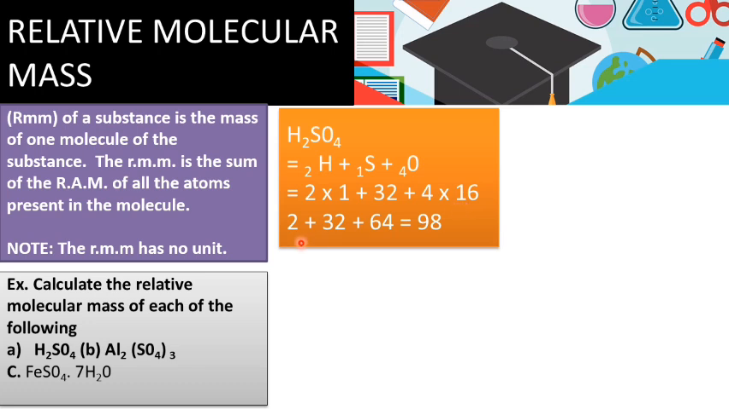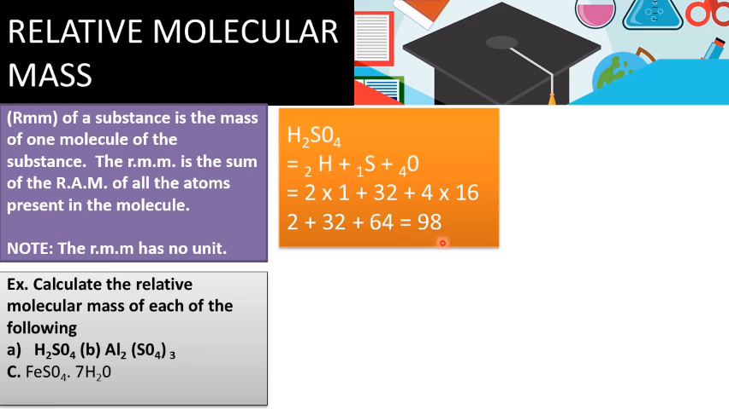Now you can do the mathematics. That's going to be 2 plus 32 plus 64. That gives us 98. So the relative molecular mass of H2SO4 is 98.